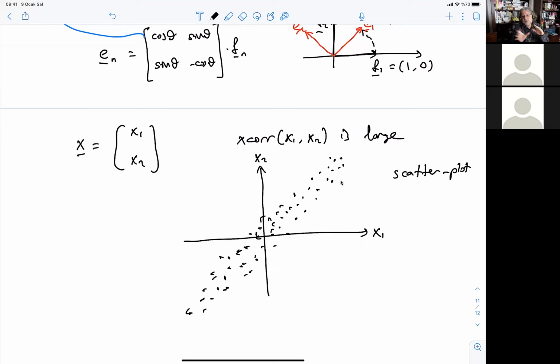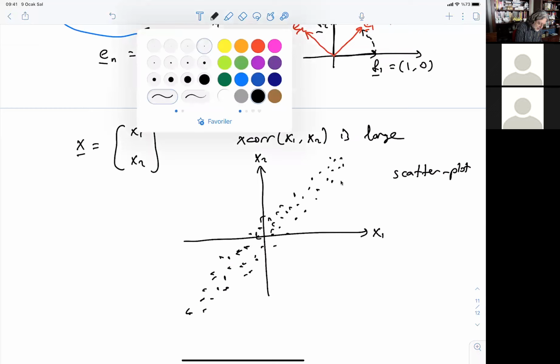If x1 has larger energy than x2, then it may be tilted, but it corresponds to a nonstationary sequence. So x1 is always larger than x2? Yeah, it may happen. But from real life experiences, we consider a stationary random process. So if this is stationary, then the major axis of this scatter plot will be 45 degrees.